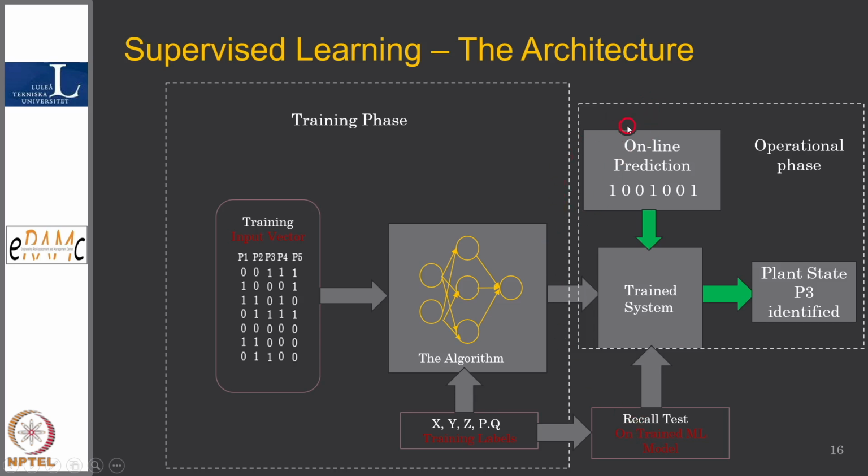Here, this part is called the training phase, and this is called the operational phase. When it is operating, online prediction occurs, or I am doing a recall test. The trained system comes into the picture, and it can identify vector P3 as a plant condition. Here it was P3, where the online signal from the plant was 1001001. So for P3 you will see 1001001.